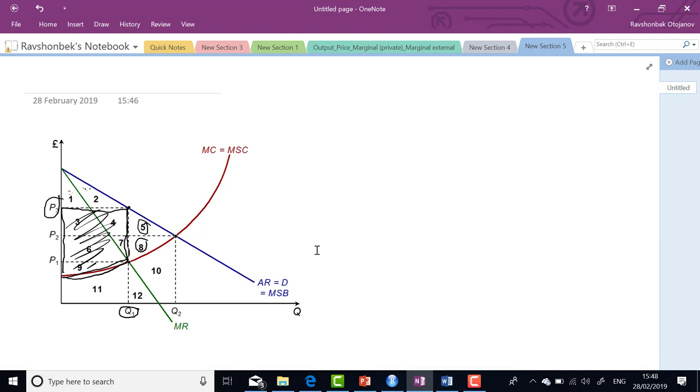What are the gains? Under perfect competition, producer surplus was only 6, 7, 8, 9. Now it's 3, 4, 6, 7, 8, 9. So what's the gain? 3, 4 is the gain. 8 is a loss. So 3, 4 minus 8 gives us the net gain, because 8 is not being captured by them now. But the overall 3, 4 is bigger than 8. So that's the net gain. So they are better off by raising the price.